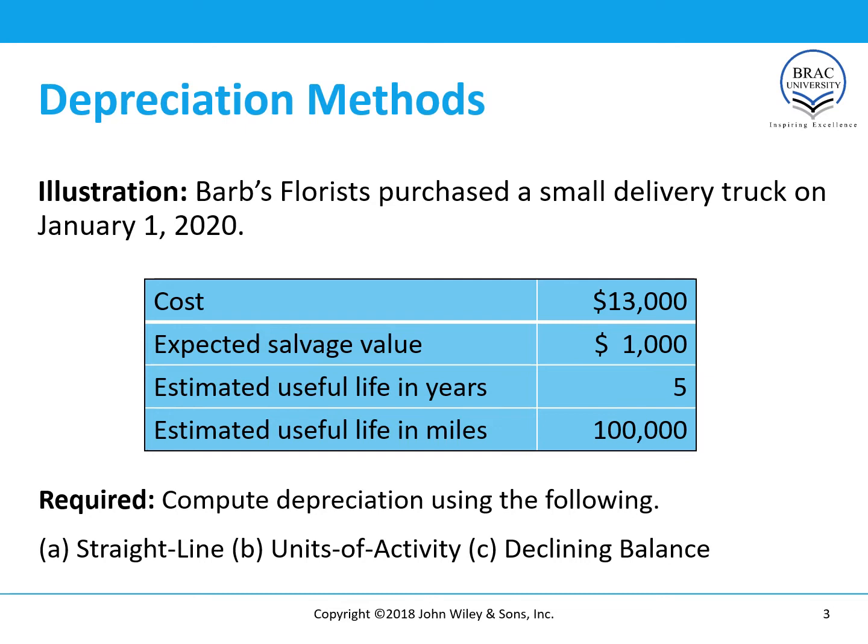So here we have the same illustration of Bob Florist. Bob Florist purchased a small delivery truck in January 2020, and the cost of the truck was $13,000. The salvage value was $1,000. The useful life was 5 years, and the estimated useful life in miles was 100,000 miles. We used this information in explaining the straight line depreciation method, and for the next two methods we will be using the same information.